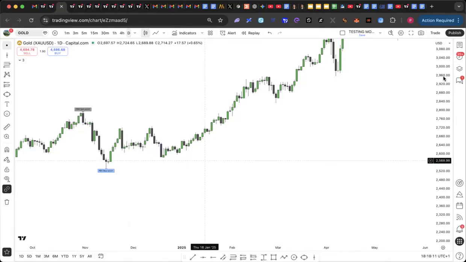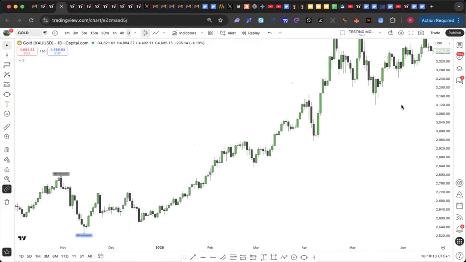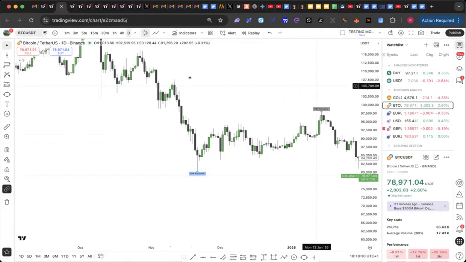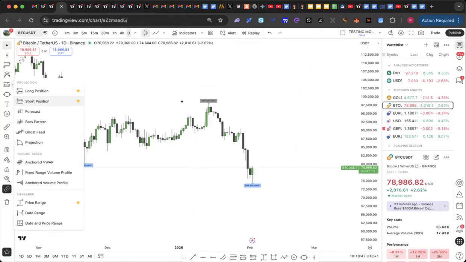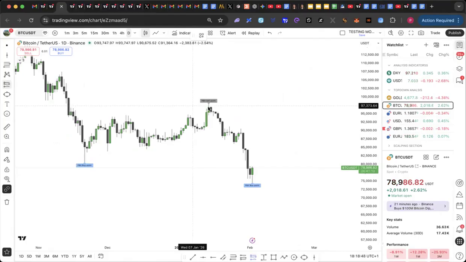Now, look at Bitcoin. So look at Bitcoin where they ask you to sell. Now, the close of that candle was bullish, but it's telling you to sell. Telling you to sell at that point for Bitcoin, what happened here? If you sell from here, your stop loss is here. You are just watching on the daily time frame.